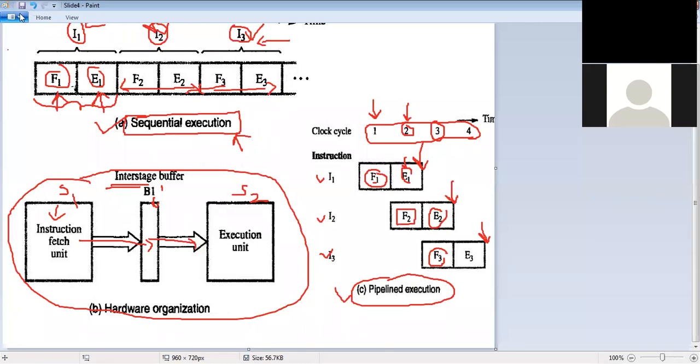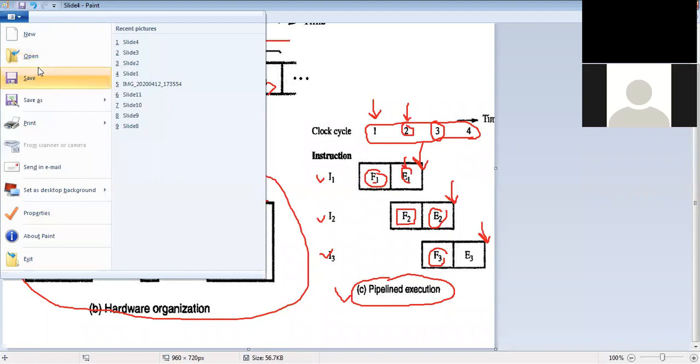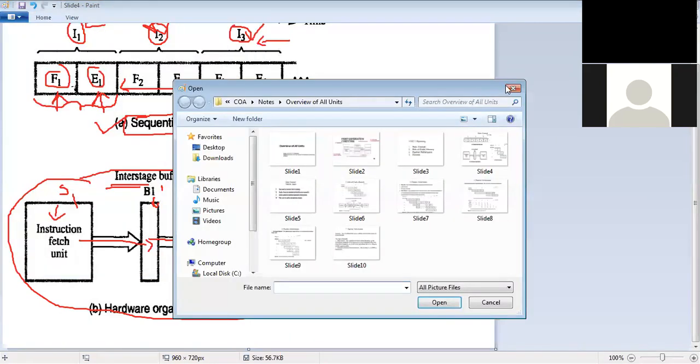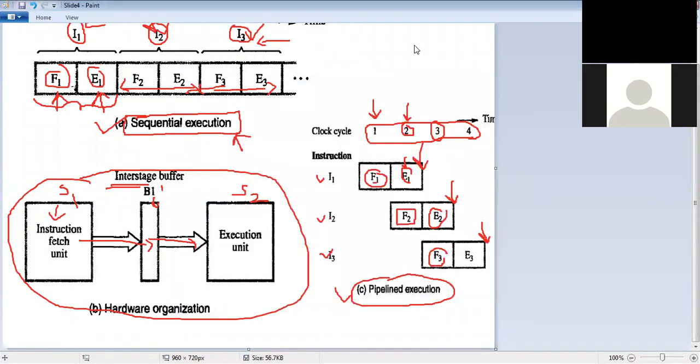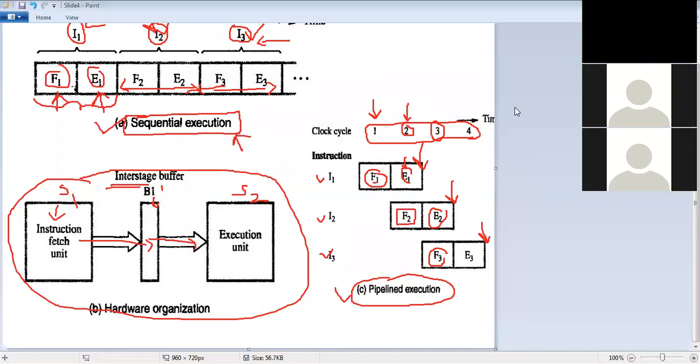So let us move further for the next point. Can anybody hear me? Yes? Have you understood? Yes, sir. Shall I move further? Hello? Okay, sir. Okay, fine. So let us move further.